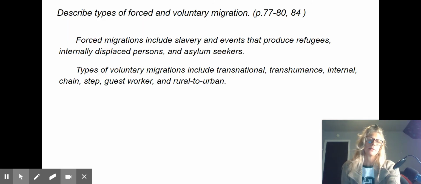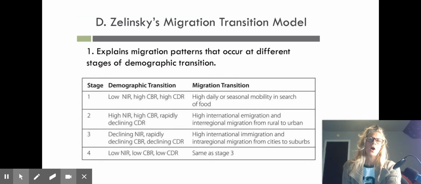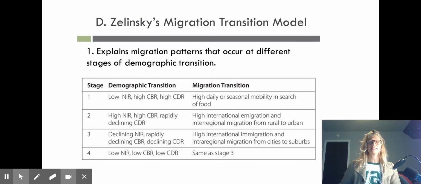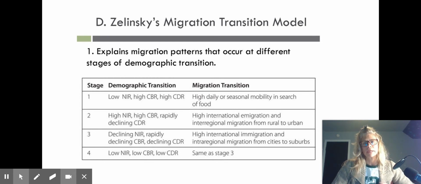All right, this first slide is going to be the Zelensky migration model, and you should have a hard copy of that to paste on the back of your note pages. This is kind of cool because it is basically migration patterns that apply to the DTM. So you already know what's going on in the 4 stages of the DTM, okay? So there's actually a movement that's happening in each of those stages as well with migration.